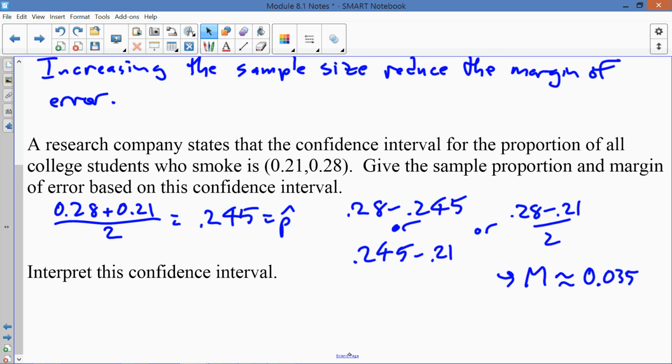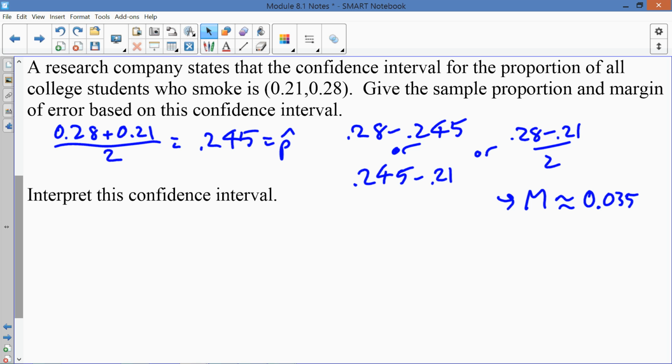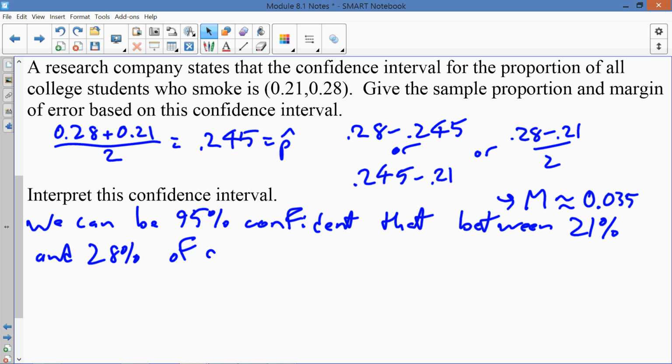And then if we want to interpret the confidence interval, as I mentioned, what I do is I say, based on this particular sample, we can be 95% confident that between 21% and 28% of all college students smoke.